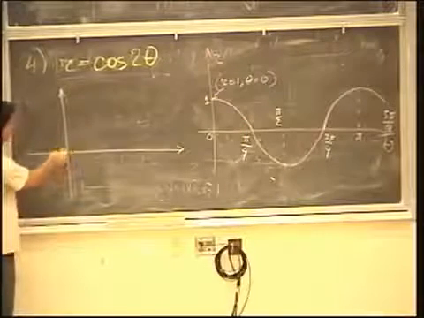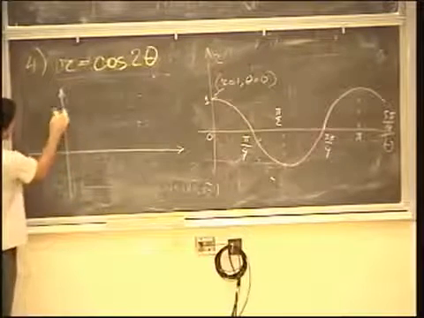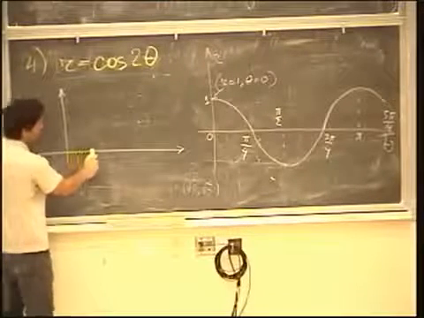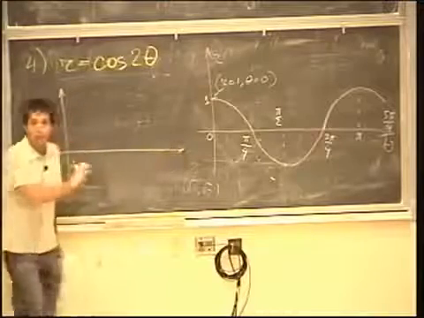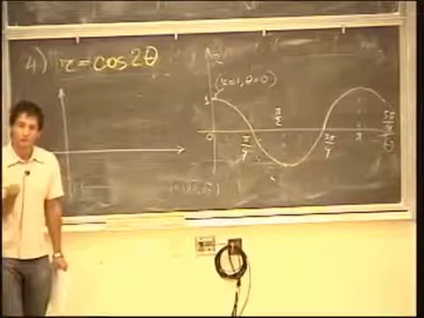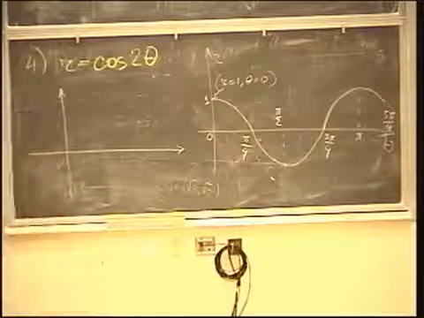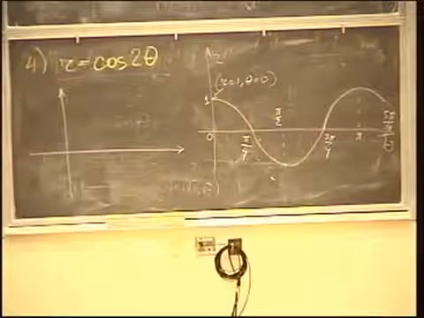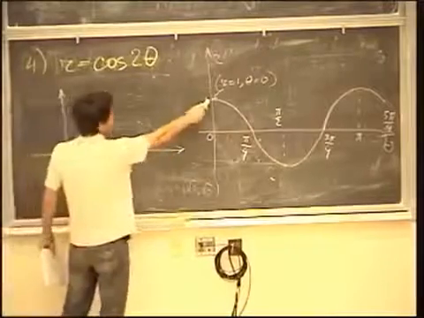Let's plot it on this graph now, on this plane. So theta is 0, which means that we are on the x-axis. All points on the x-axis have theta equals 0, right? Because I remember theta is supposed to be the angle with the x-axis. So if theta is 0, it means you are on the x-axis, and the distance is 1.